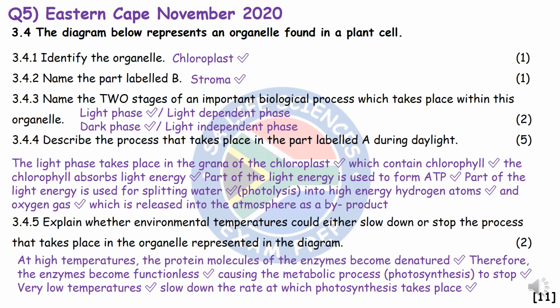Carrying on. Therefore, the enzymes become functionless, meaning that they can't continue carrying out their function, causing photosynthesis to stop. Right, so that's the first part. We can also say that very low temperatures slow down the rate at which photosynthesis takes place. So this question is only worth 2 marks. So you can either discuss high temperatures or low temperatures. There is no need to discuss both.